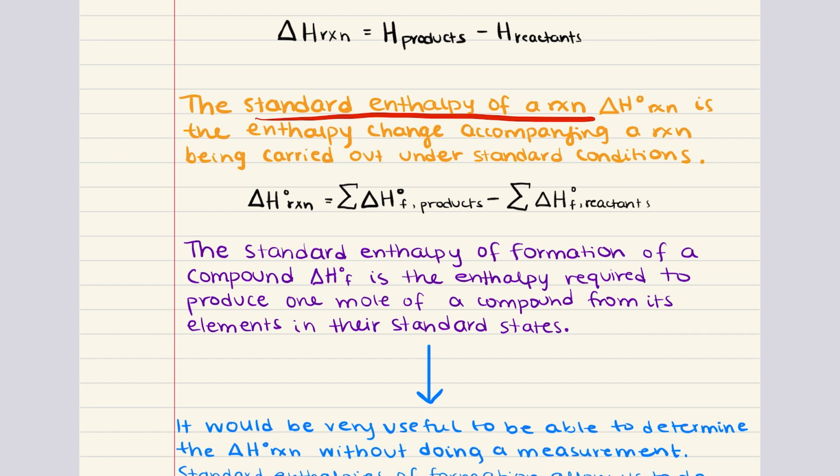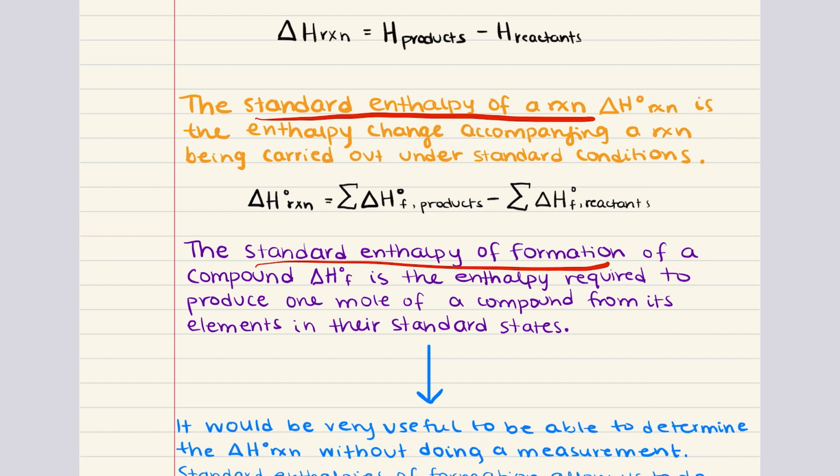So for example, consider the formation of diamond from graphite. This kind of reaction, like so many others we encounter, cannot be easily carried out in a calorimeter. And so it would be very useful to be able to determine the standard enthalpy of a reaction without doing a measurement. And this is where standard enthalpies of formation come into play. They allow us to do just that.